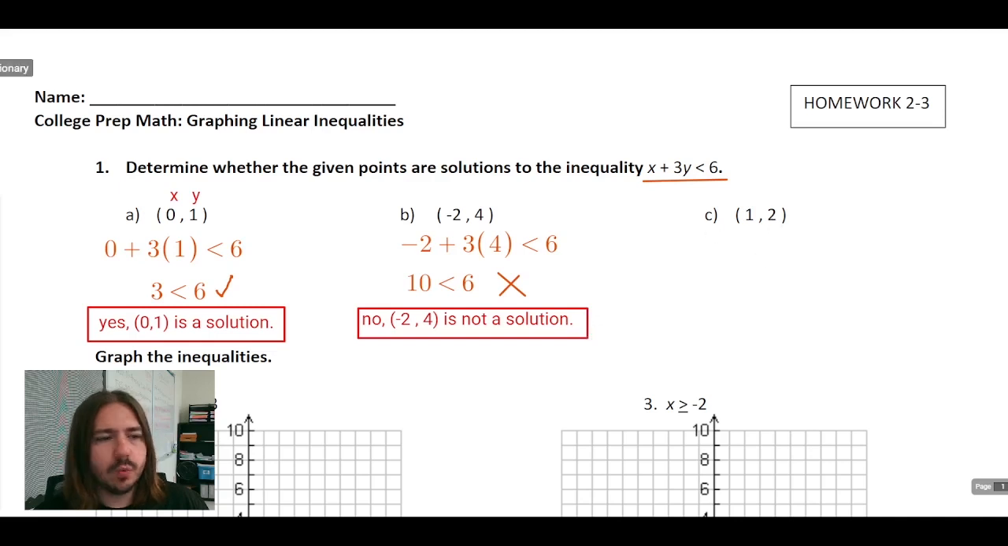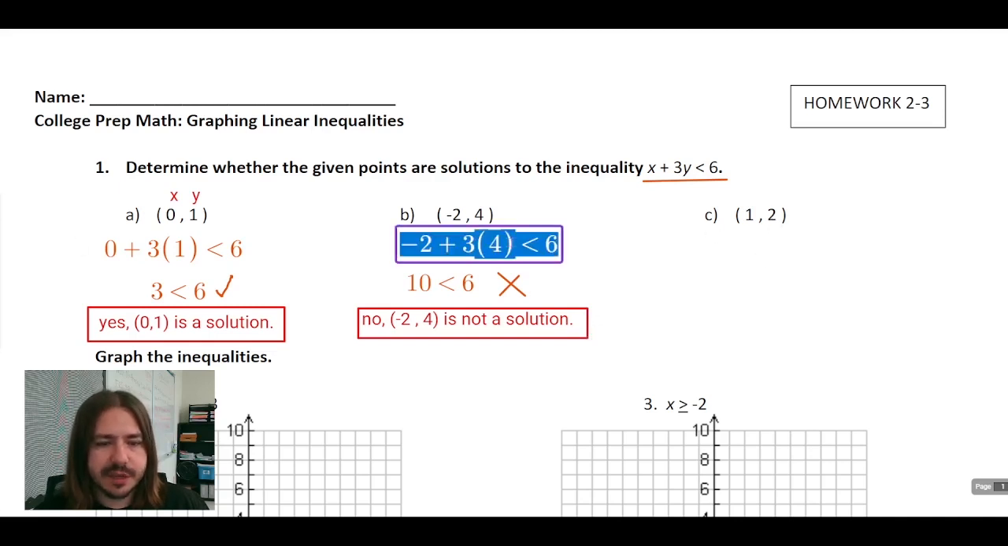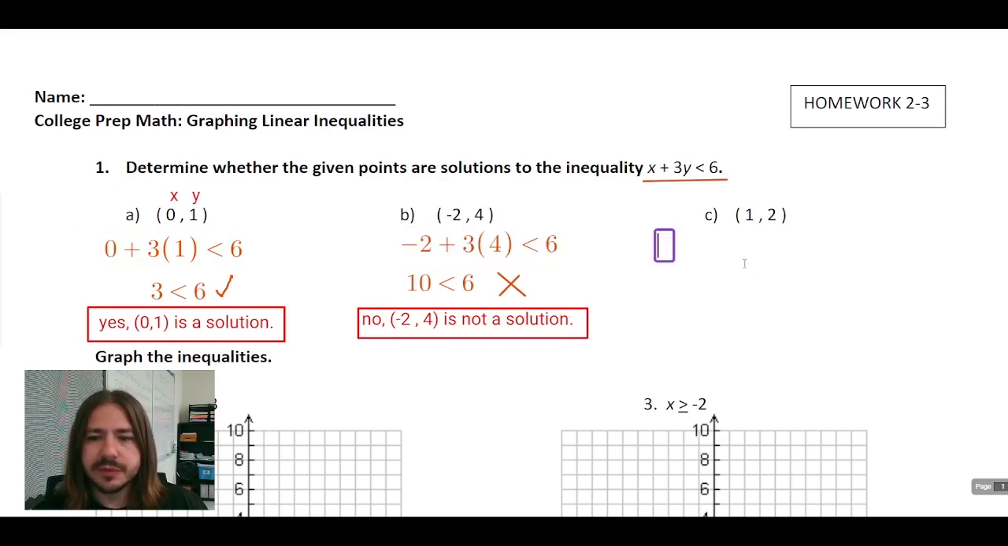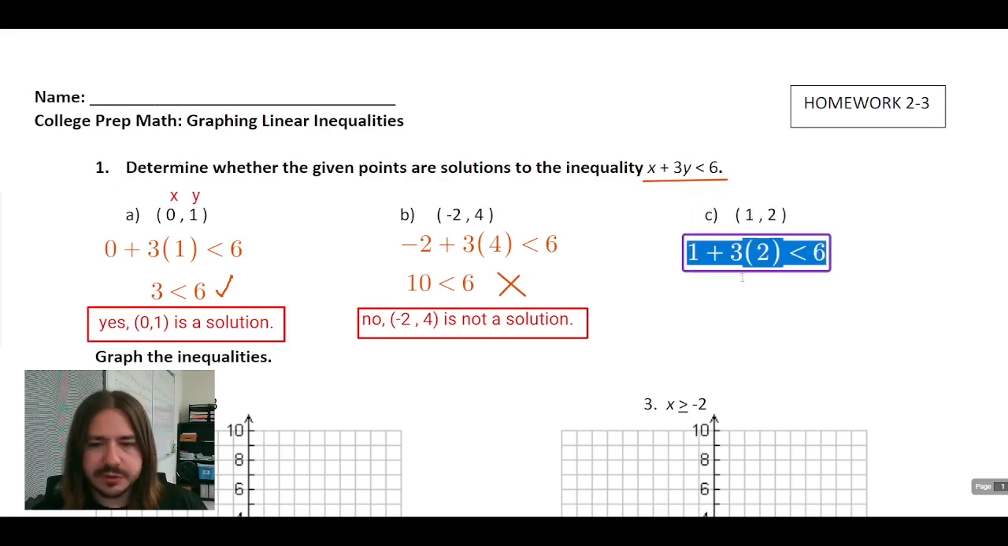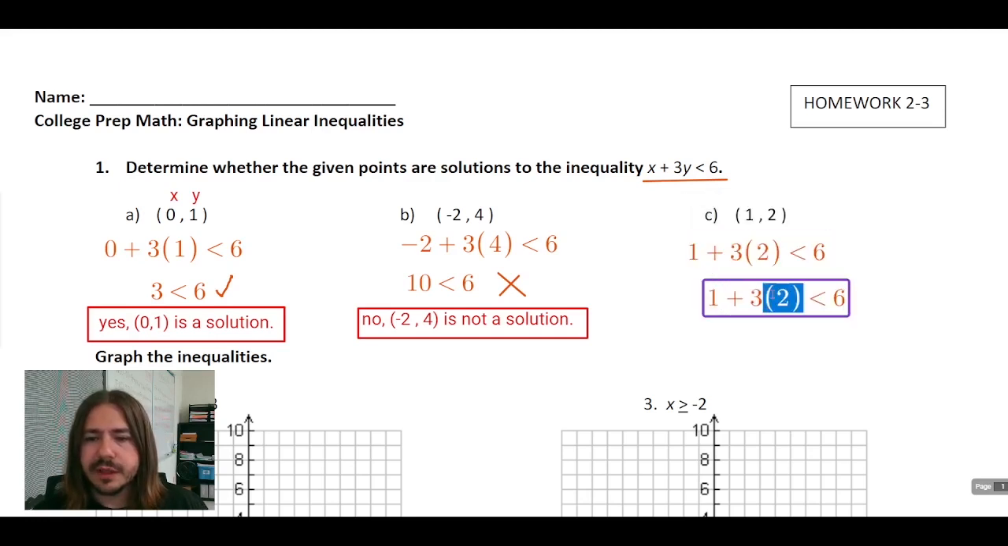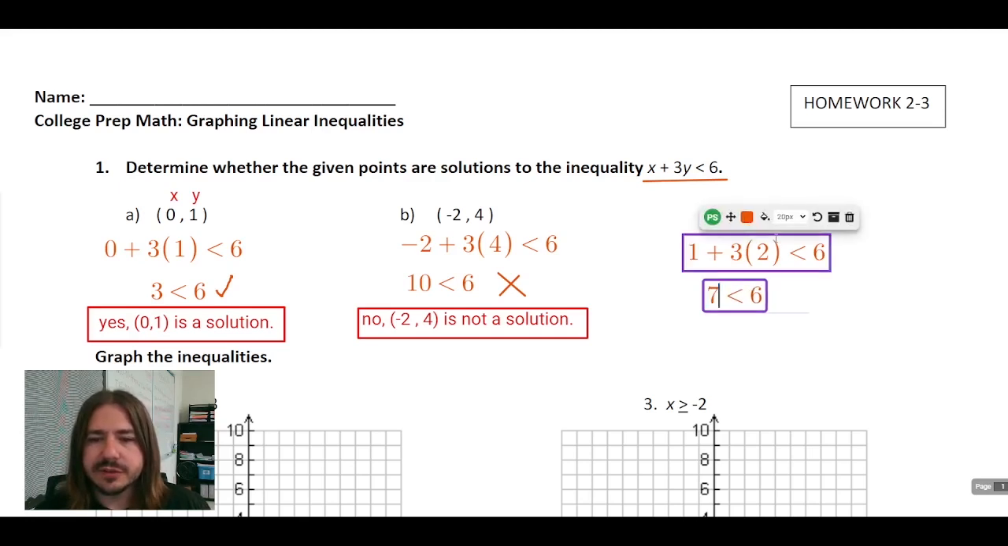Okay, part C, (1, 2). Same equation, same process, really just practicing substitutions here, making sure that you understand what it means to be a solution. So we're going to plug in 1 for x, 2 for y. Let's see if this one works. Doesn't really look like it will, because 3 times 2 is going to be 6, and 1 plus 6 is 7. So this is going to be false also. This is going to be a non-solution.